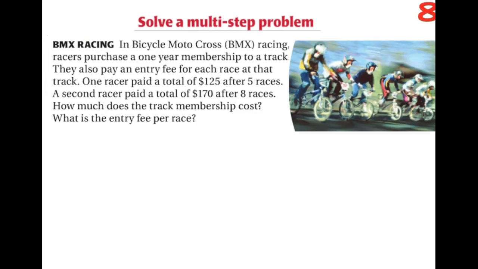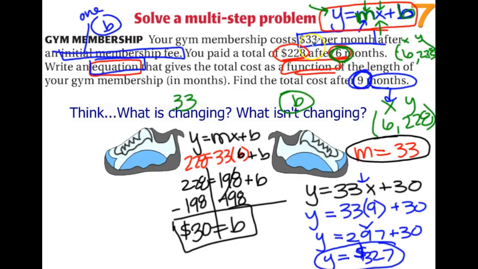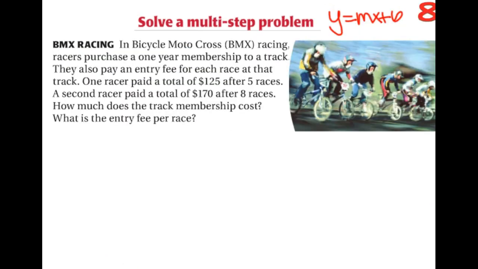This next one is the same. We're writing an equation in the form y equals mx plus b, but instead of them giving us our slope and a point, they're giving us 2 points. It says, in bicycle motocross racing, racers purchase a 1-year membership to a track. This 1-year membership is a one-time fee. That's going to be B. We don't know what that is.